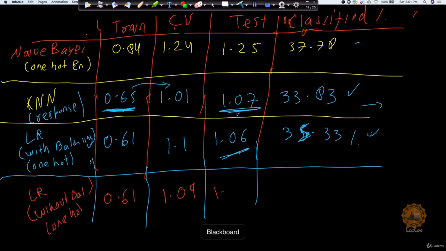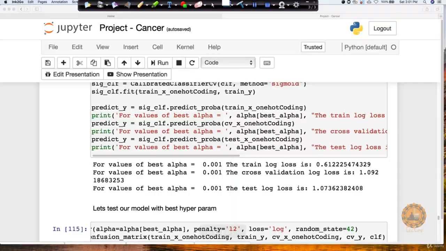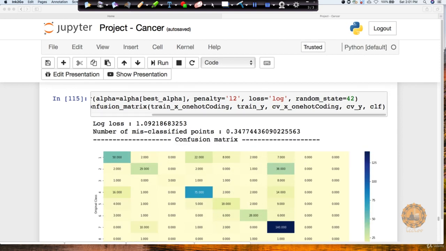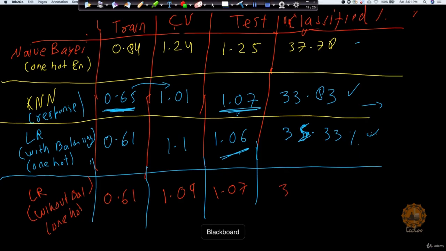So we got 1.07, and let's look at the misclassified points as well. So if we go back and look at this, my misclassified is 34.77. Definitely it's working better if I compare with respect to my balancing. Okay, this is interesting results of machine learning, right? Sometimes it happens that you thought balancing will help, but it didn't much, though the misclassified points have kind of reduced.